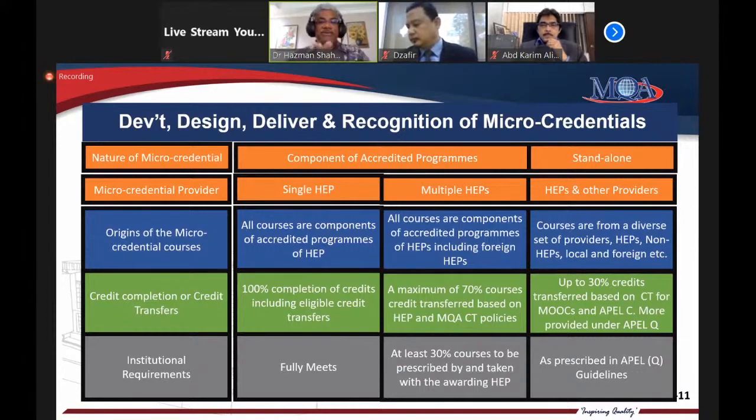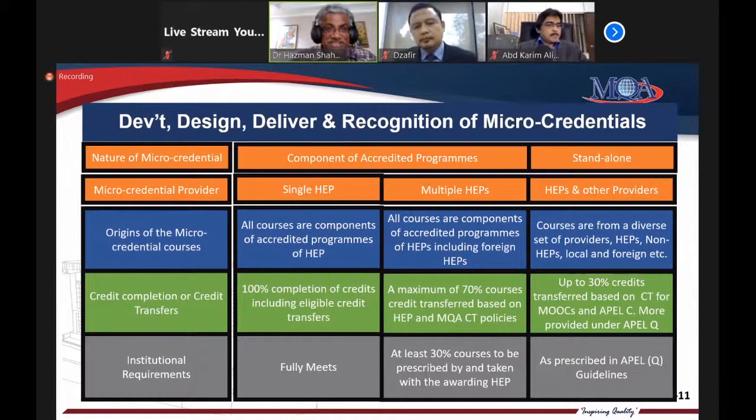How can you design, deliver, and recognize the credentials? Of course, a single HEP can unbundle their academic programs and offer it to non-traditional learners. And once they complete all the packages, they have stacked all the micro-credentials, which fulfills the requirement for the program, he or she can graduate.